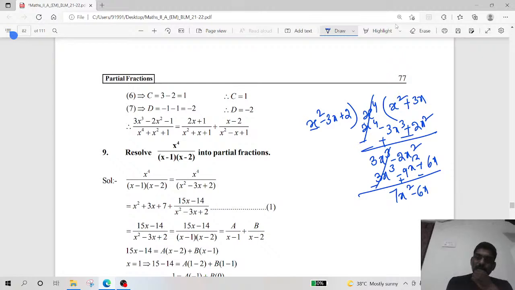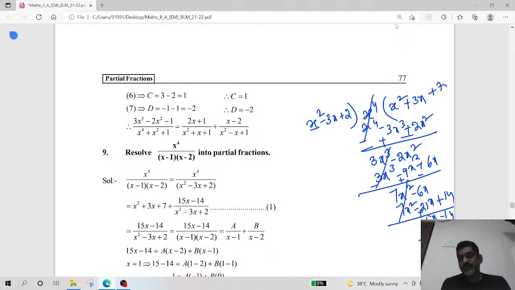Okay, 7x square minus 6x, and 7x square plus 7, we can take 7x square minus 21x plus 14. Then subtract, these two get cancelled. This will be 15x minus 14. So 15x minus 14. If we use the division rule, dividend is equal to divisor times quotient plus remainder. So like that we can write now.